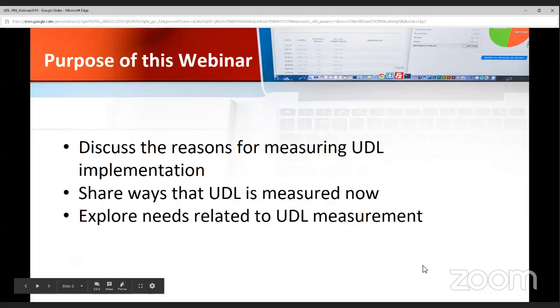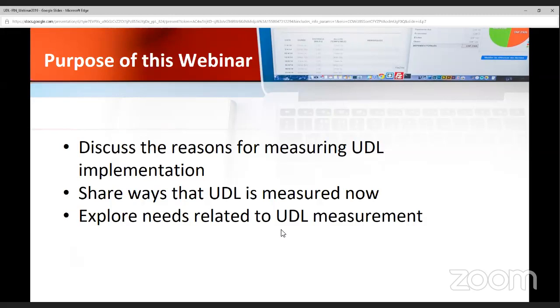Okay. So today, we're really trying to address these areas. We want to discuss the reasons for measuring UDL implementation, but really briefly, just to give us the context. Oh, and I can see the results of the poll now. Wonderful. We do have a wide representation. Amazing. Welcome, everybody. That's great. Okay. So we'll really briefly sort of set up the context for why we even care about this topic.